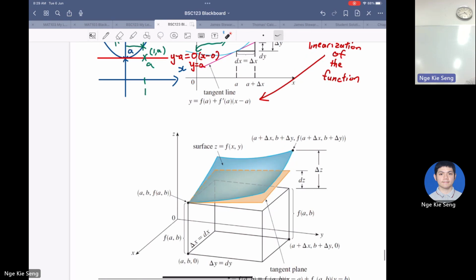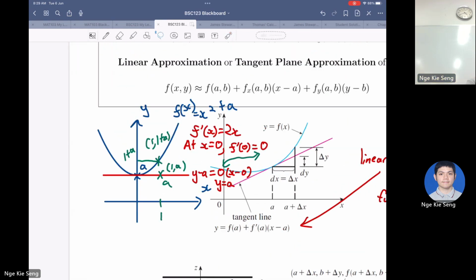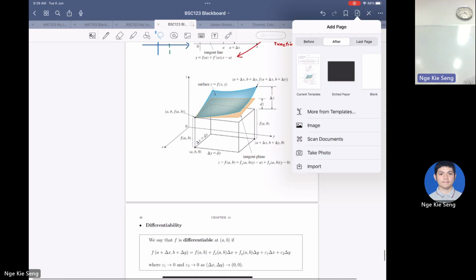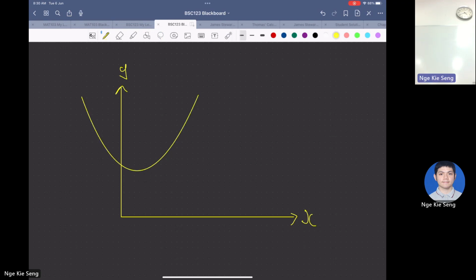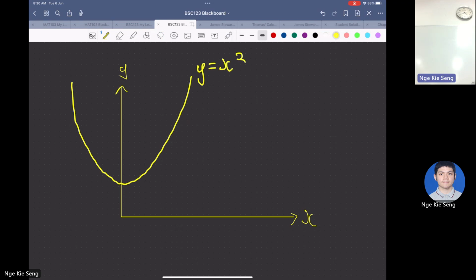Okay, let's look at one example here, in the one-dimensional case. Every time we say that y equals x squared is differentiable, why is it differentiable? Because the derivative of x squared is 2x. So let's say we look at the tangent line at (0, 0).